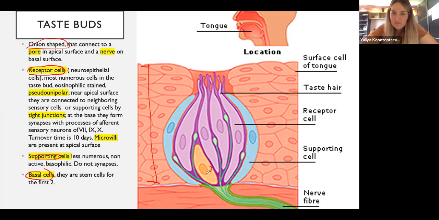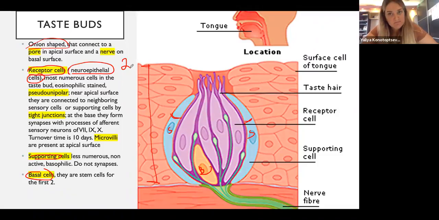This particular one, this is a basal cell because it's right there at the base. This is a stem cell, which is going to be giving rise to the receptor and supporting cells. On the sides, right here, there are cells which are supporting this entire structure. So how do we call it? We call them supporting cells. In the center, this is the place for the receptor cells. Receptor cells are neuroepithelial cells. And it's very important to remember that they are neuroepithelial cells type 2.